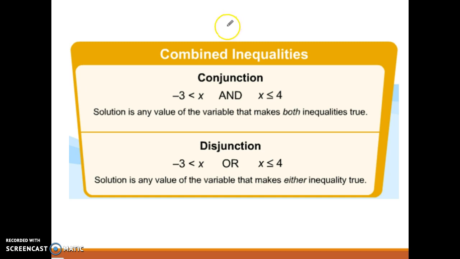A conjunction is a solution where any value of the variable has to make both inequalities true, and these ones typically are overlapping graphs. And a disjunction is a solution that would work for either inequality. So a conjunction uses and. It has to fit both. So it has to fit this inequality and this inequality. A disjunction uses the or phrasing, where it has to be a solution for this inequality or the other inequality. It does not have to fit both.